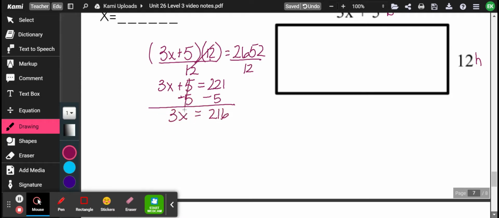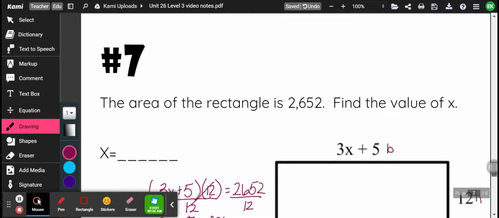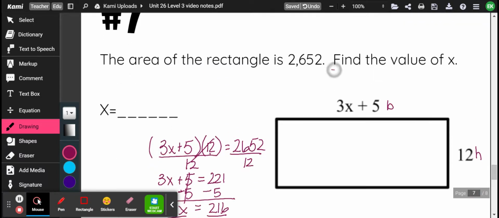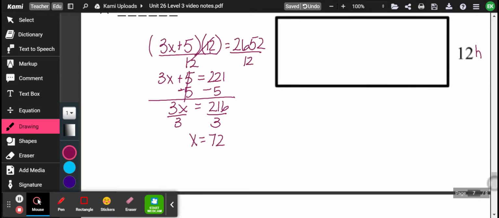And the 5's cancel here. And then my last step is to divide by 3. And 216 divided by 3 is 72. So x equals 72. Let's go back up and just check. That's all we're asked to find. Find the value of x. We found that it is 72, so we are good.